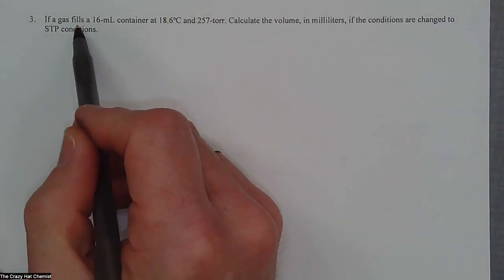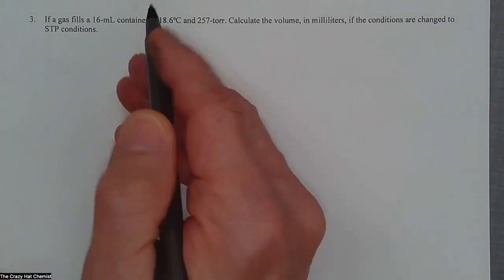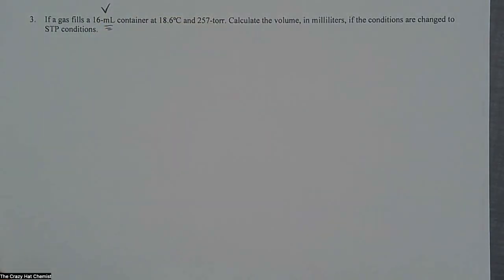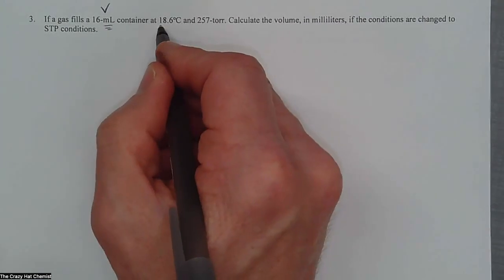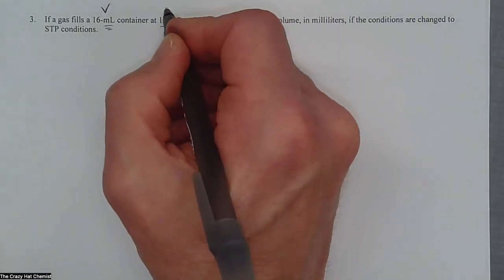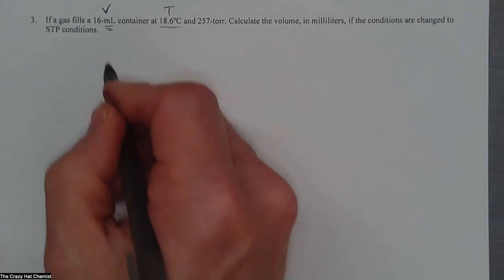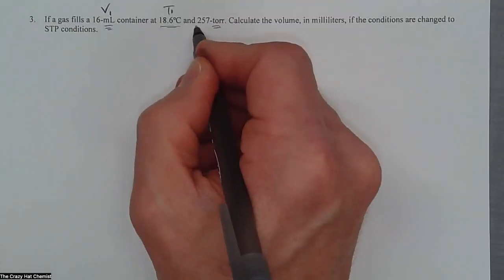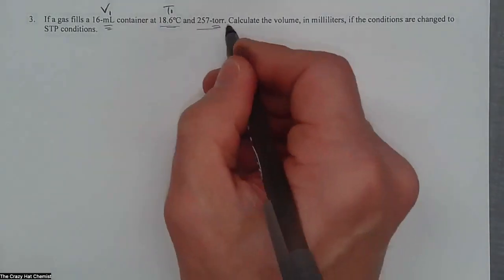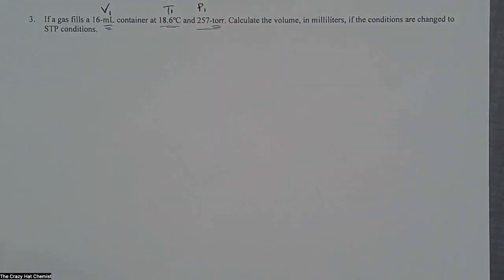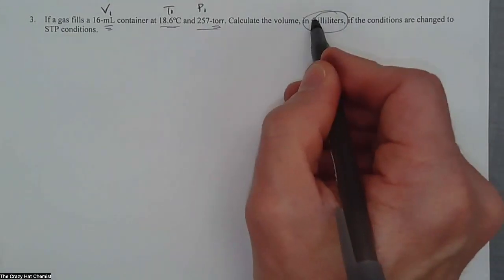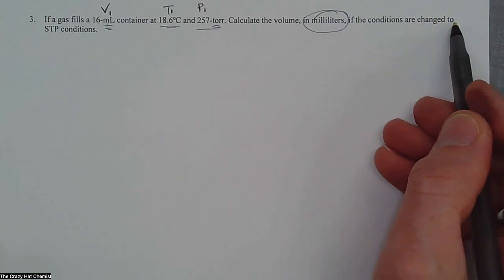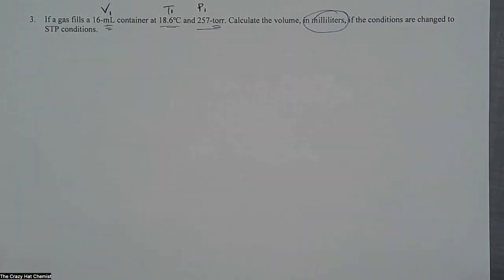It says if a gas fills a 16 milliliter container, the milliliters lets me know this is a volume. And 18.6 degrees Celsius, that's a temperature. That's volume 1, temperature 1, and 257 torr is going to be a pressure. We're going to calculate the volume in milliliters, and this is in milliliters, so that will be nice and easy, if the conditions are changed to STP conditions.